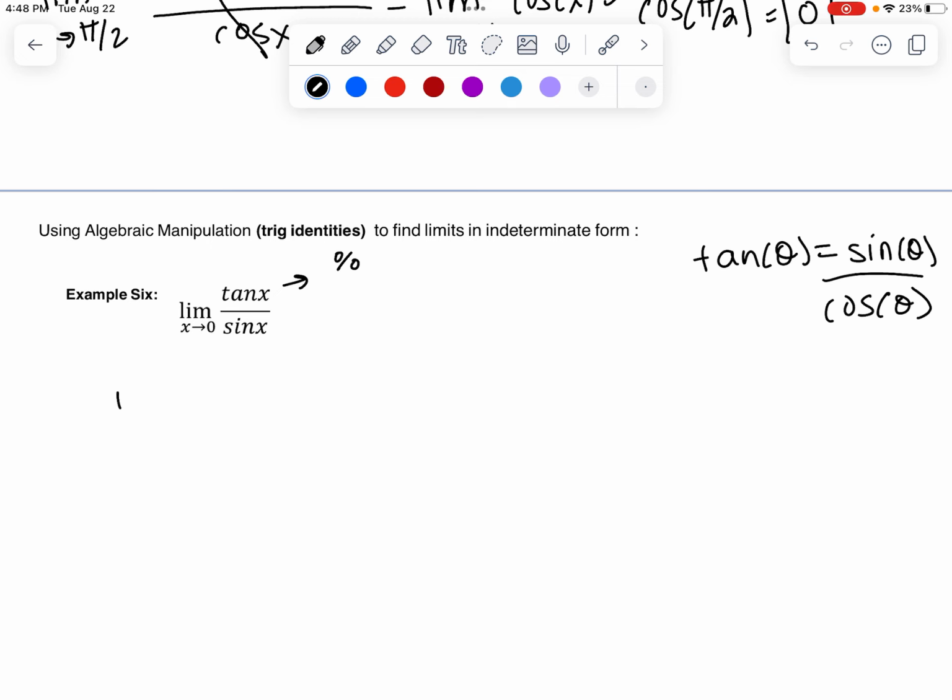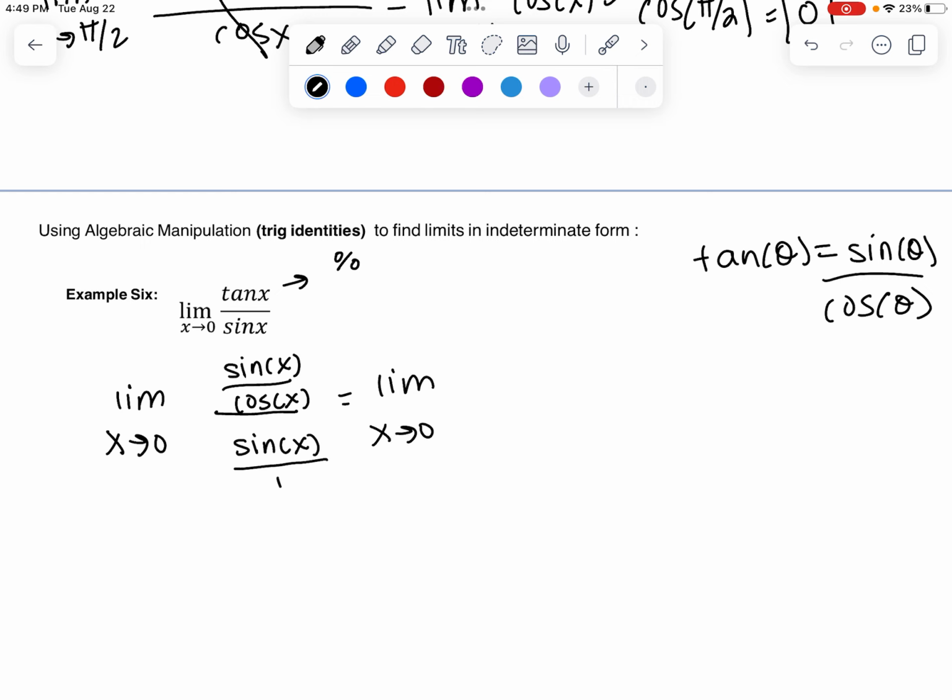So what I'm going to do here is the limit as x approaches 0. And I'm going to replace tangent of x with sine of x over cosine of x divided by sine of x. So this looks a little ugly right now. I now have a fraction divided by a whole number. So I'm going to change my sine of x to sine of x over 1. Just so now I have a fraction divided by a fraction. And the fraction rules are just keep, change, flip.